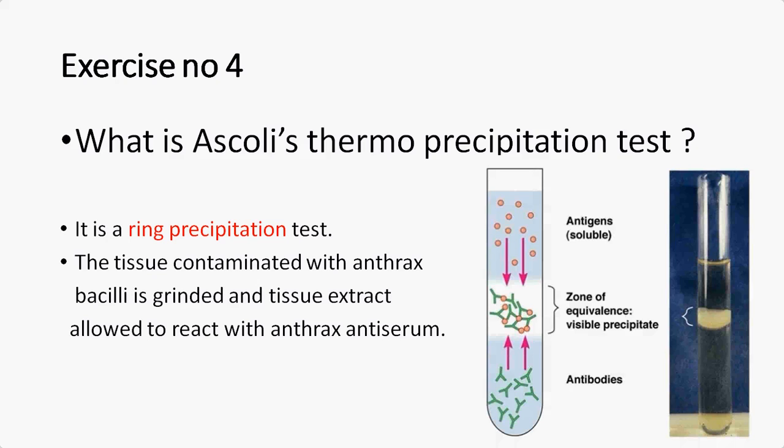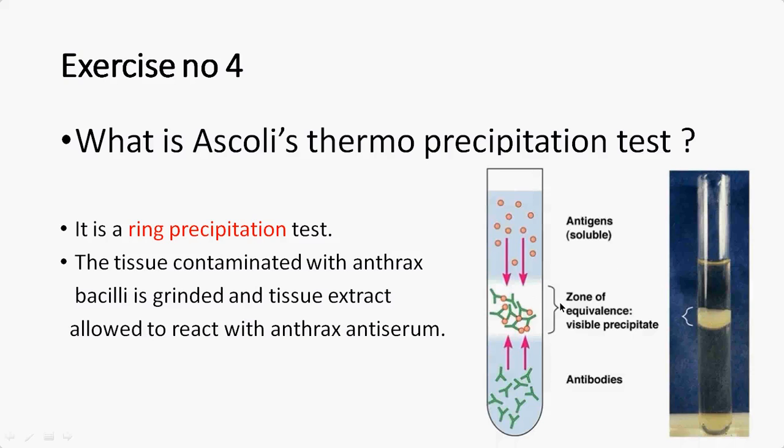In such cases, the tissue samples are ground in saline, boiled and filtered. What is the purpose of doing so? To obtain the antigens. This antigenic extract, which we have recovered, is layered over the anthrax antiserum in a narrow capillary tube. The antigenic extract is the upper part, layered over the anthrax antiserum. The antiserum has the antibodies, and the upper part has the soluble antigen.